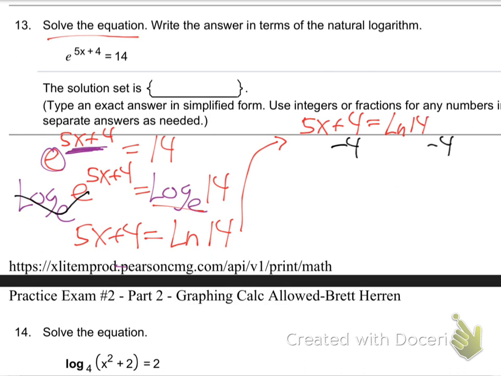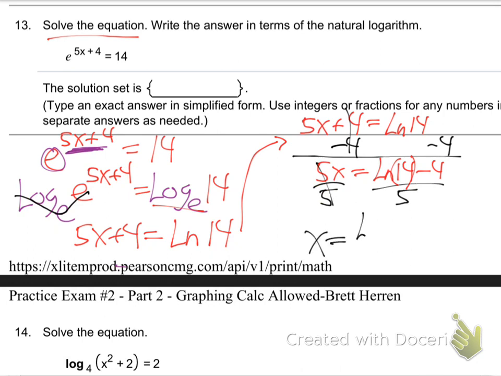So subtract 4 from both sides. We get 5x is natural log 14 minus 4. You can't subtract those guys because the 14 here is really inside of the natural log function, and the 4 is outside. They're in two different worlds, inside the toaster, outside the toaster. Last step to get x alone, divide by 5. Boom, so x is ln 14 minus 4 all over 5. That's our answer. That's how they want you to type it in, exactly like that.